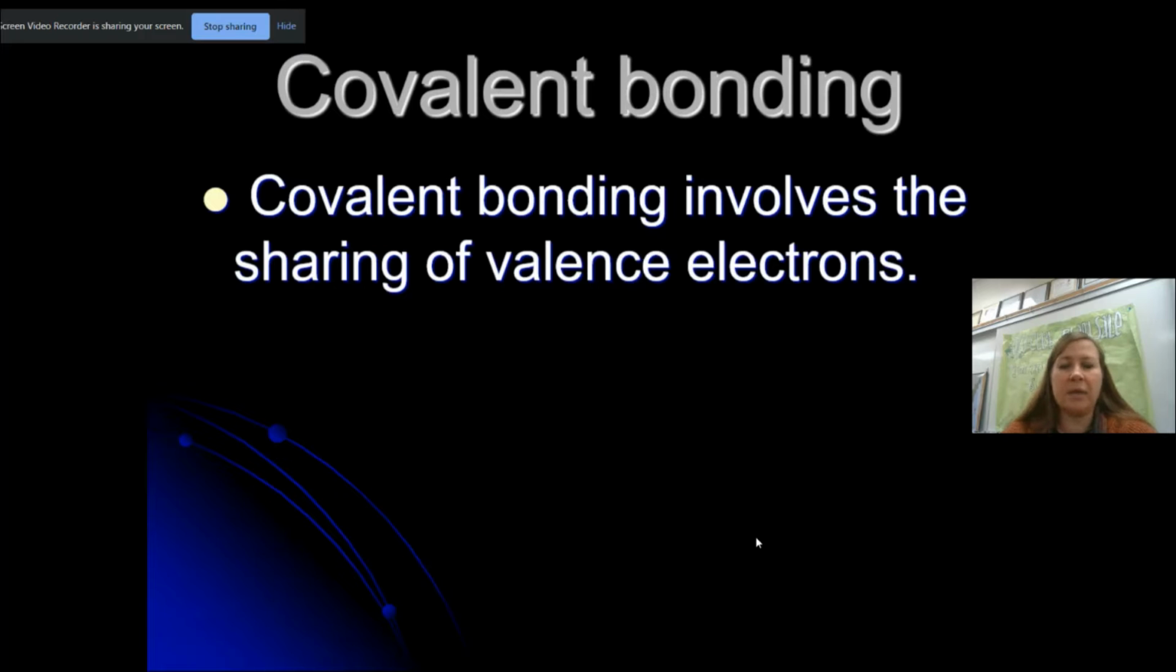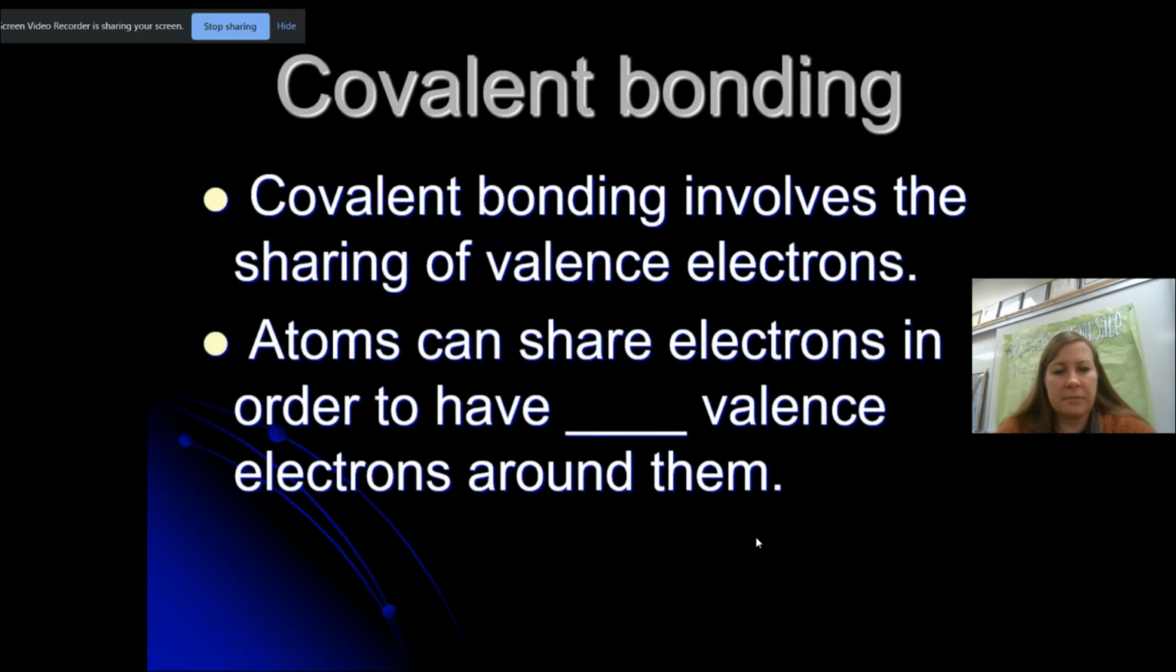Covalent bonding. Covalent bonding involves the sharing of valence electrons. So you should write that down. Ionic bonding involves transfer of electrons. Covalent bonding involves sharing of electrons. And it's always the valence electrons that we're concerned about here. So pause and write that down. So atoms can share electrons in order to have that magic number of valence electrons around them, which again is 8.